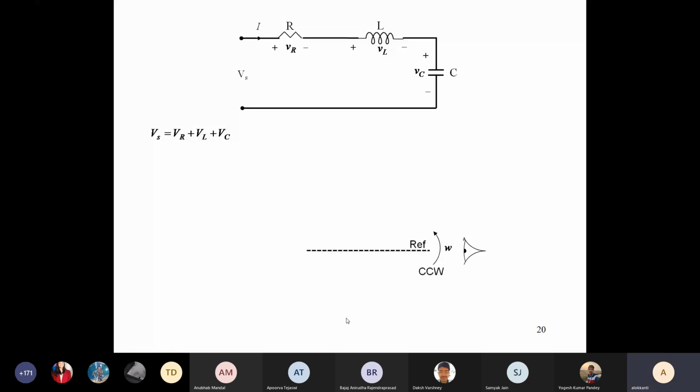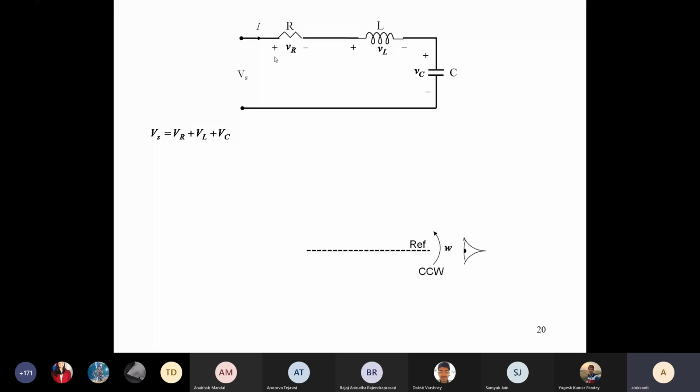It is as if the phasors are rotating in the counterclockwise direction with some angular speed omega. Omega, you all know, is related to the supply frequency by the relation omega equal to 2 pi f. So that is how the phasors will rotate. And in this case, this is basically a series RLC circuit. That is, R, L, and C are connected in series. And if you apply a voltage source, the same current flows through all of them.